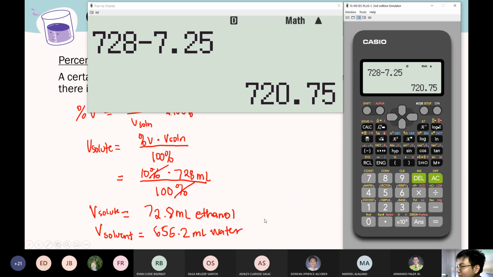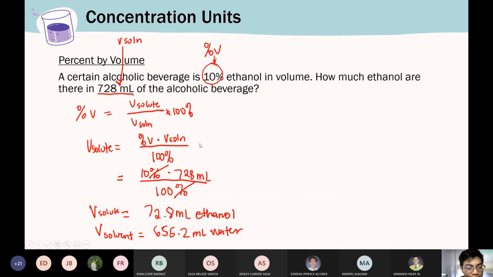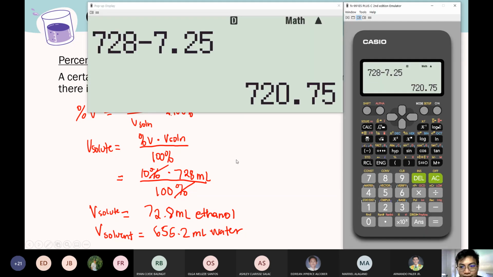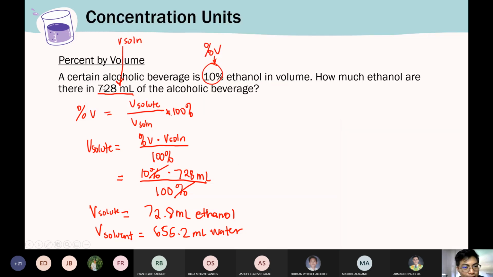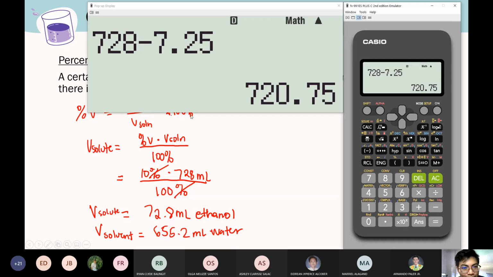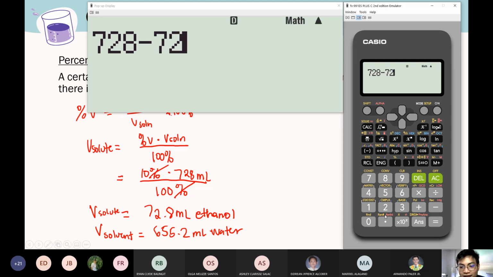Ay, bakit naging 655? Sorry, mali ata ako ng type. 728 solution minus the solvent. 72 pala, sorry. Di ba? Nagulo na ako. Yan. 72.5. Ayun. 655.5. Okay?